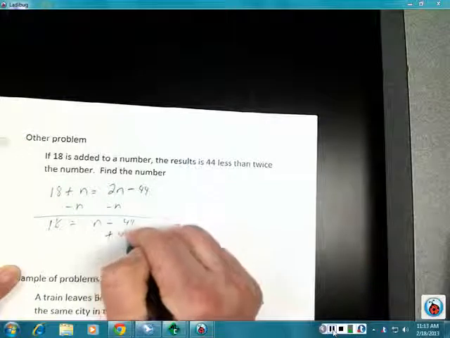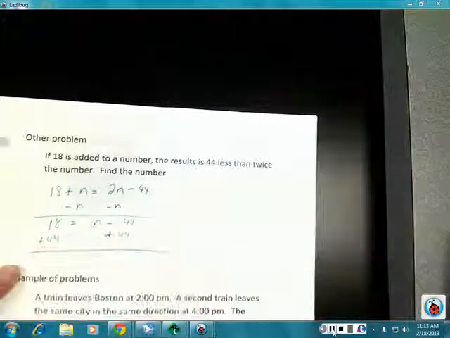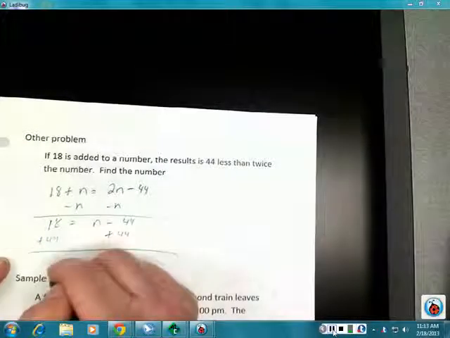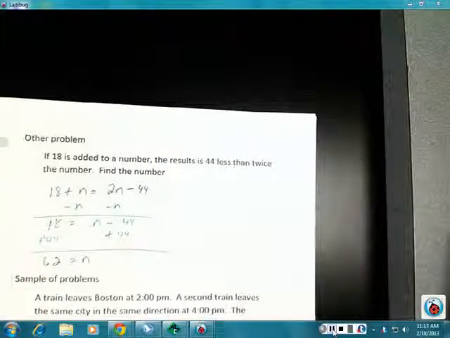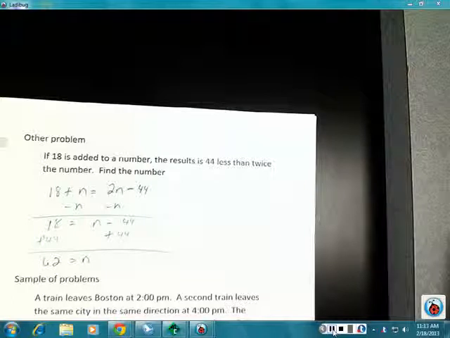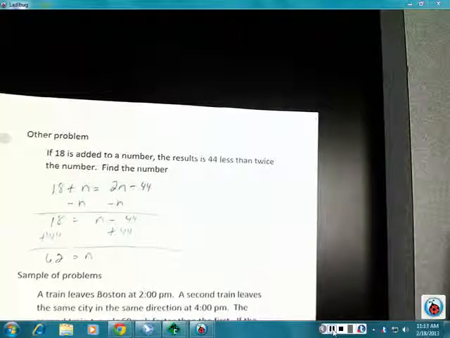Add 44. And you find out that 18 plus 44 equals 62, so n must be 62. Right. Okay? So n must be 62.